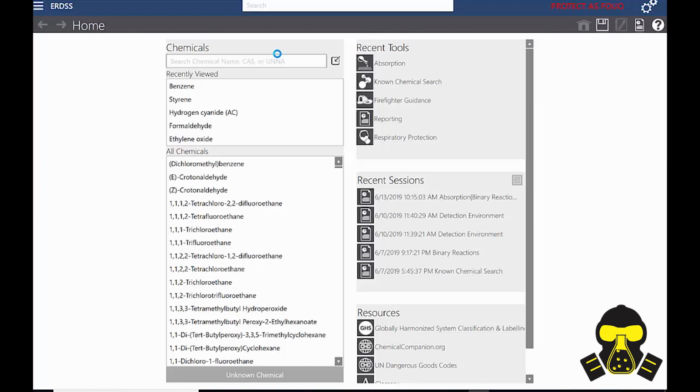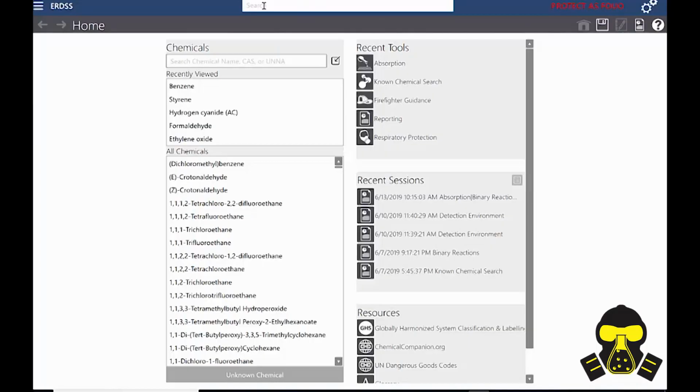First of all, for folks who have not used it before, if you're interested in getting the Emergency Response Decision Support System, you can go to www.chemicalcompanion.org. That was the old name for it, but because it broadened out into so many other areas of response, we changed the name to the Emergency Response Decision Support System. Originally, back in 1995, when we started this program, it was called Chemical Companion.